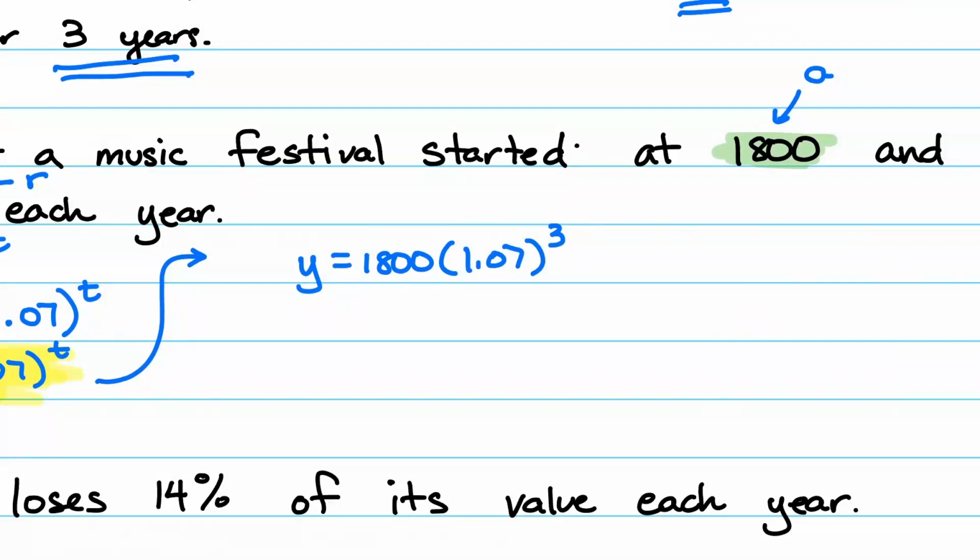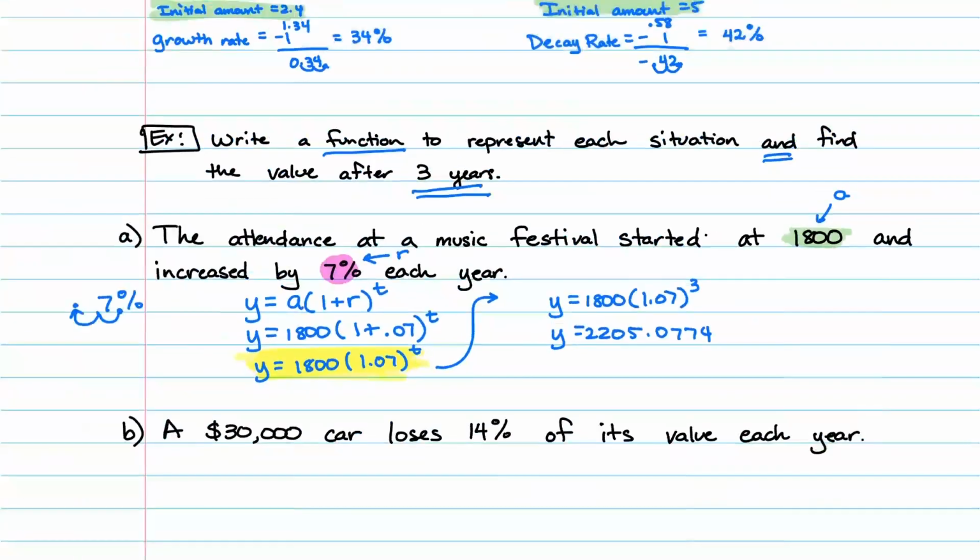Oh my gosh, I just messed up. Now I got to do it all over again. Sorry. 1.07, and I need to raise it. There you go. To the third power. The number that I get is y equals 2,205.0774. And this is where we have to be a little smart about these things.